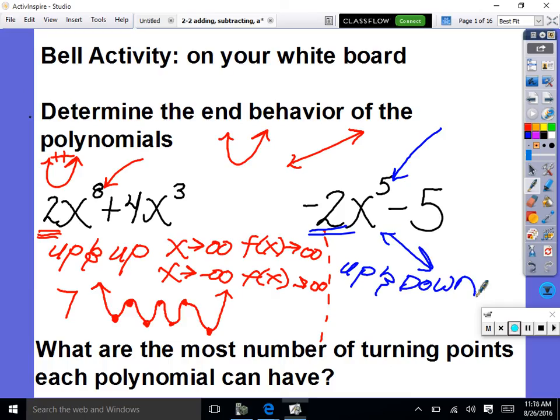And then what's the max number of turning points this could have? 4. Does it necessarily have 4? No, it could have less, but it could have up to 4. That's it, right? Yeah, at most. So it could have up to 4 turning points. No more than that, but it could have less. Okay, you guys, is this making sense from last time?